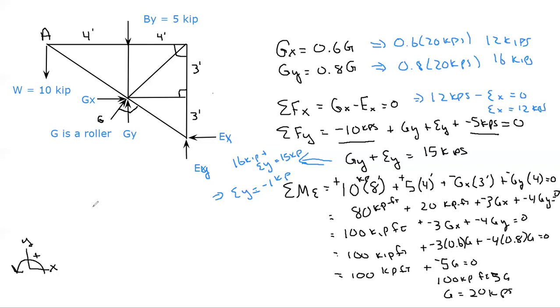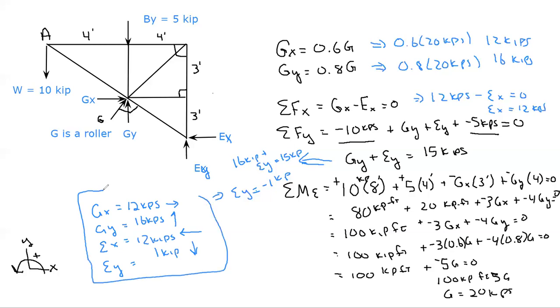So as my final solution, I would present that as Gx is equal to 12 kips, pushing toward the right. Gy is equal to 16 kips in the up direction. Ex is equal to 12 kips, pushing to the left. And finally, Ey would actually be 1 kip, pushing down. That's my final solution.